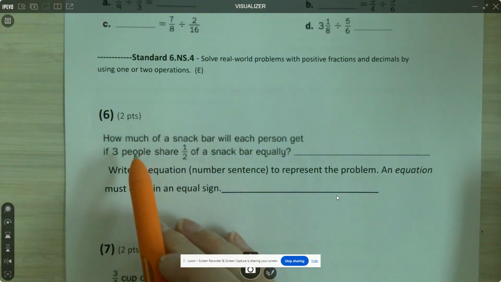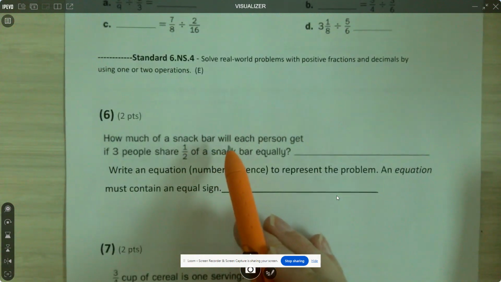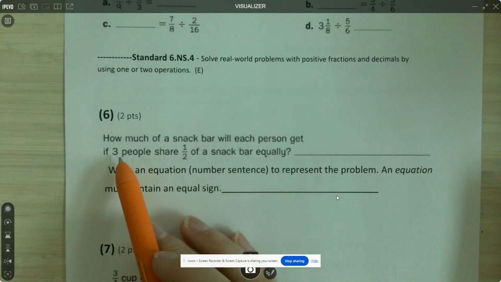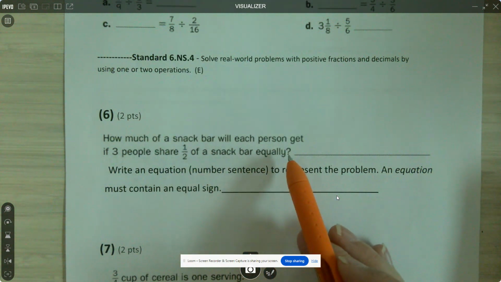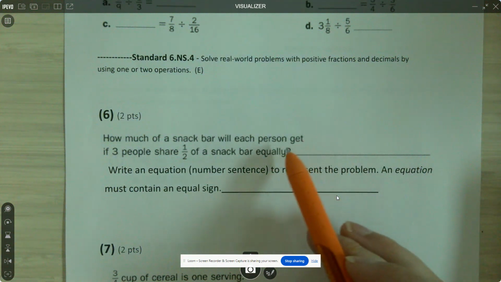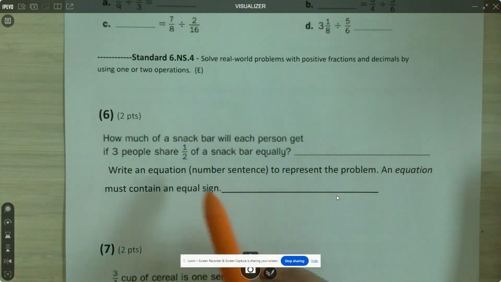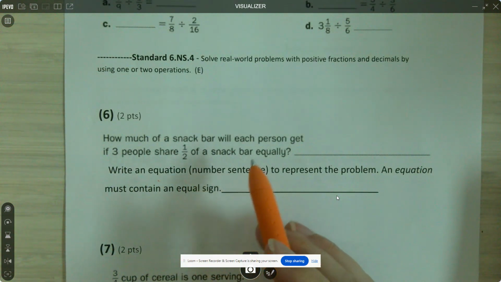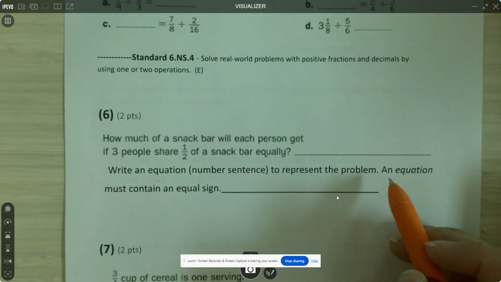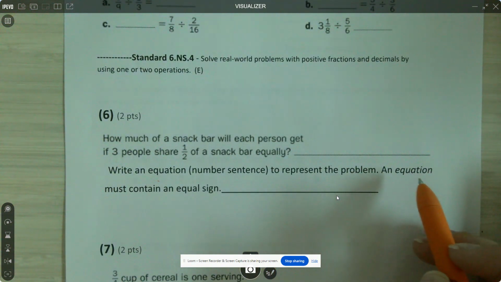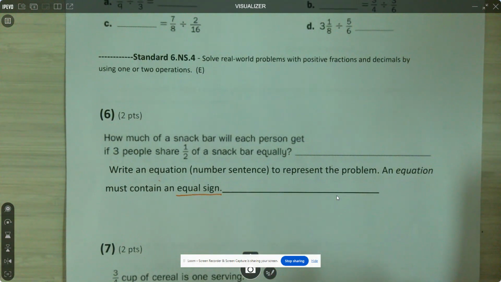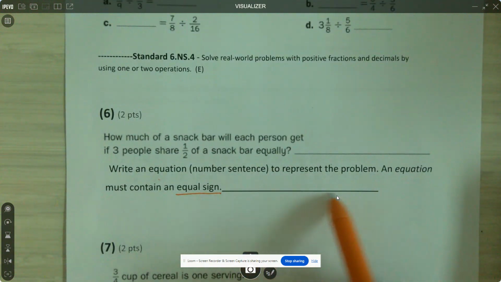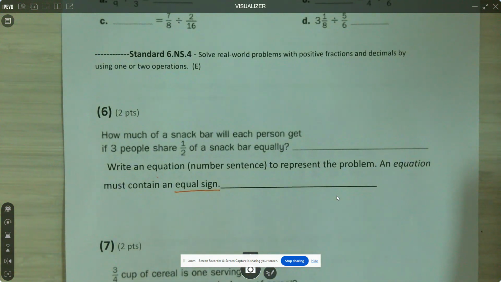For number 6, it says, how much of a snack bar will each person get if 3 people share 1/2 of a snack bar equally. So again, you're going to write your answer on the line right here. And then this one right here, it also wants an equation or that number sentence to represent the problem. And again, it gives you that reminder of an equation must contain an equal sign. So you're going to write your equation right here on this line.